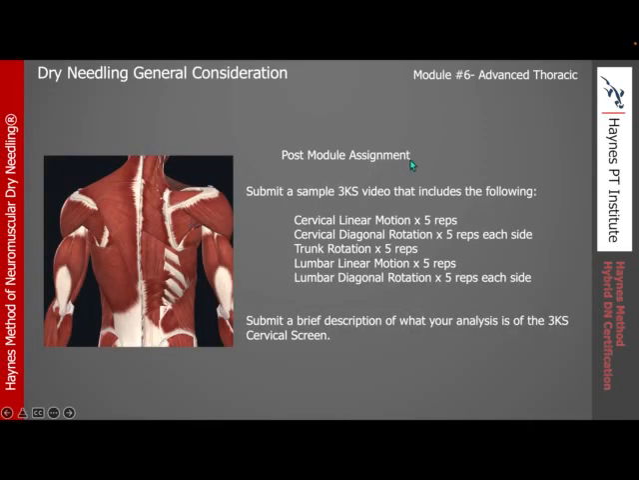But for our post-module assignment, I want you to submit a sample 3KS video that includes the following: the cervical linear motion times 5 repetitions, cervical diagonal rotation times 5 reps to each side, trunk rotation times 5 reps, a lumbar linear motion times 5 reps, and then lumbar diagonal rotation times 5 reps on each side. And if you will, go ahead and submit a brief description of what your analysis is of the 3KS cervical screen. So that concludes Module 6, Advanced Thoracic.